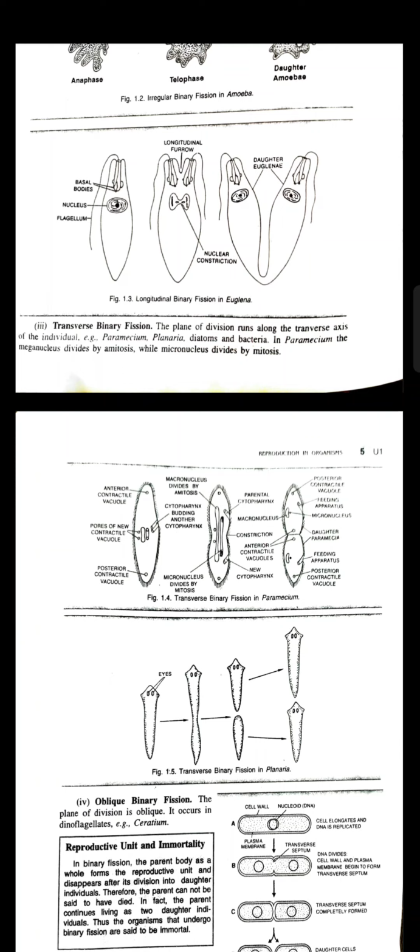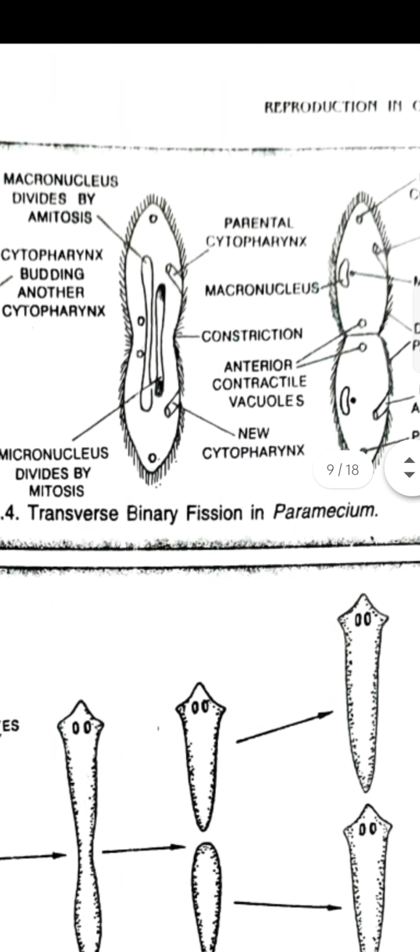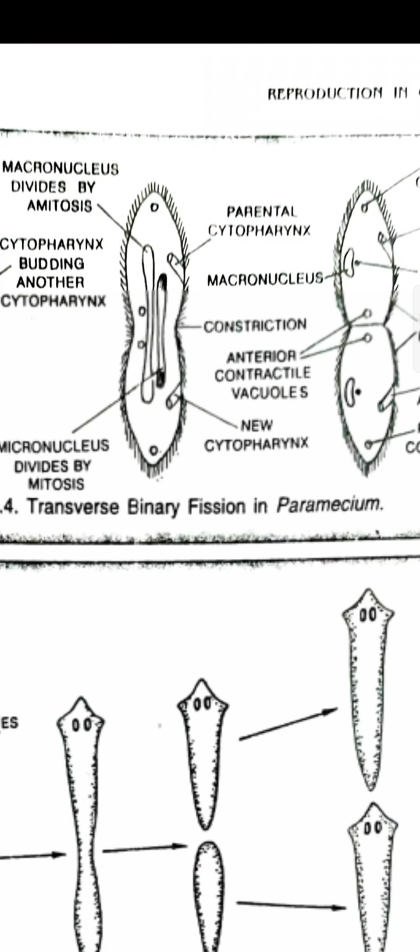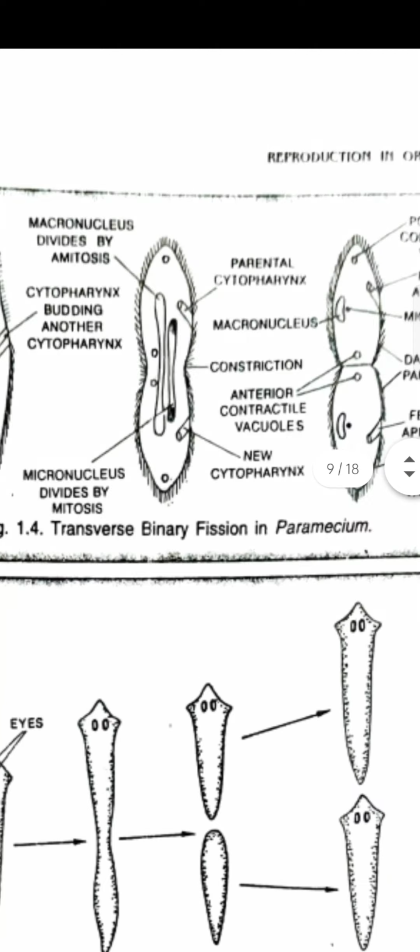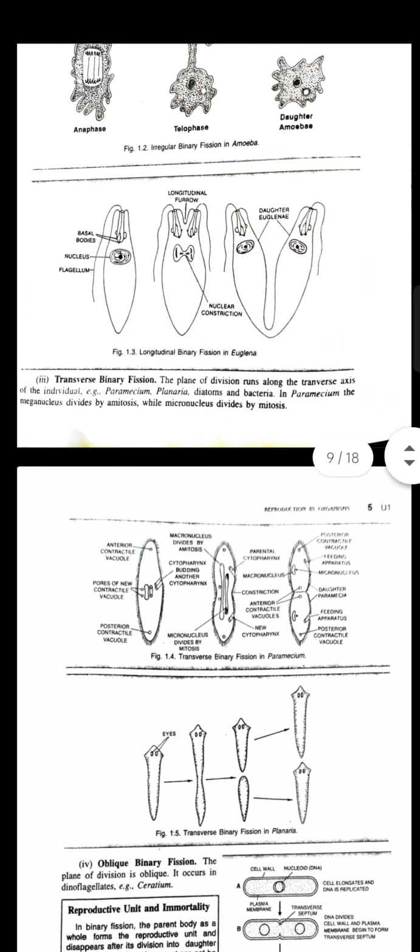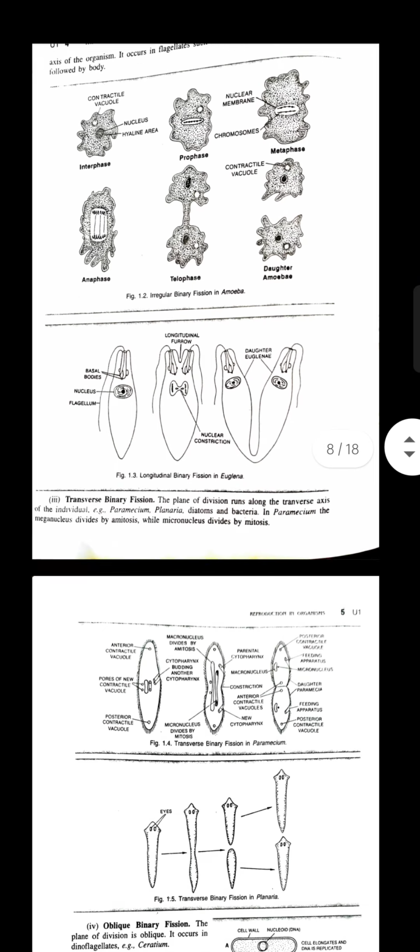In Paramecium, the macronucleus will divide by amitosis and the micronucleus will divide by mitosis. We can see over here, macronucleus and micronucleus are given. A small nucleus is called the micronucleus. So the micronucleus divides by mitosis and the macronucleus divides by amitosis. We can see Planaria also they have shown.